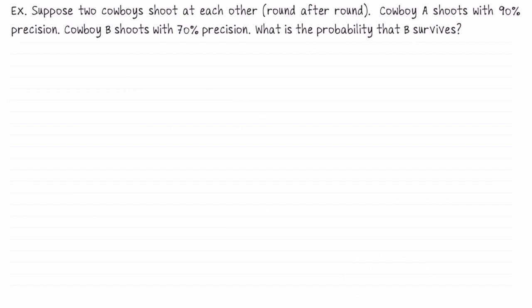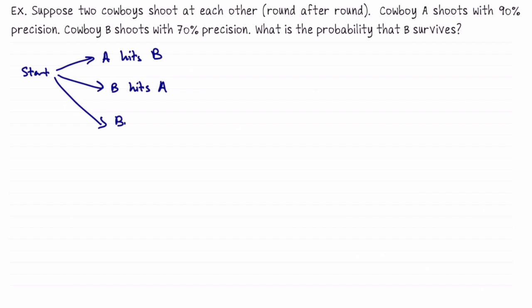As is always the case, the first thing I'm going to do is just sketch a picture, a diagram of what's going on, and then we might be able to make it a little bit better. So as I usually do, I'm going to have just a starting block. Okay, we start, and then let's see what could happen. We could have A hits B. We could have B hits A. We could have that they actually hit each other, or they could both miss.